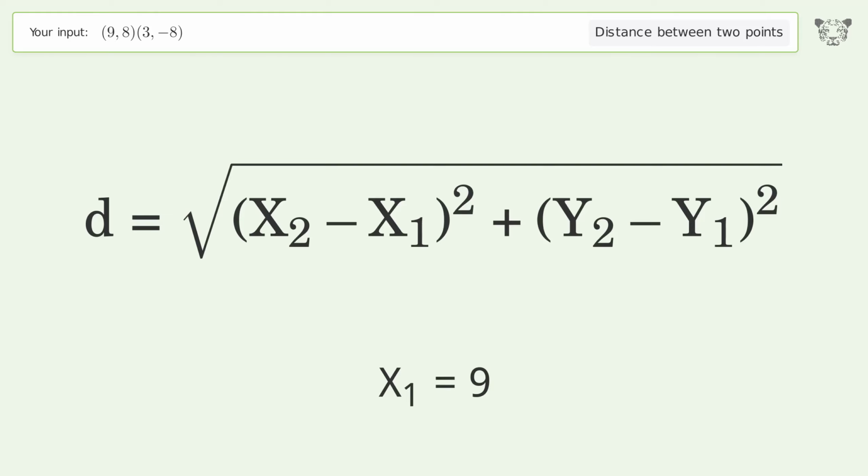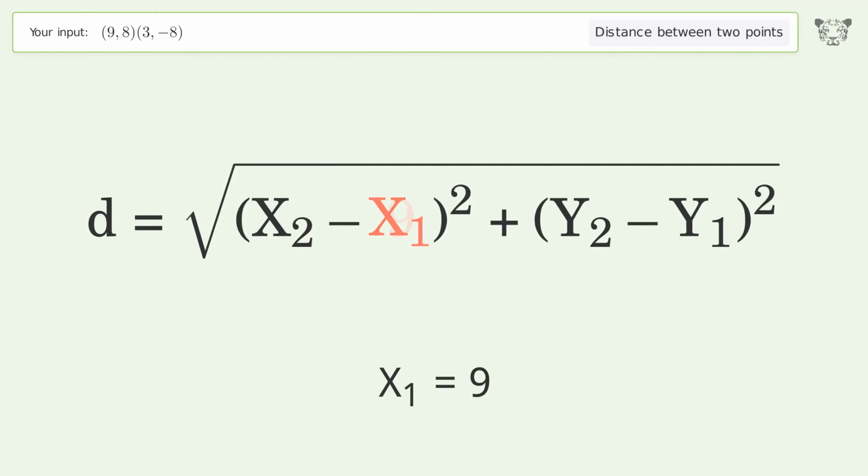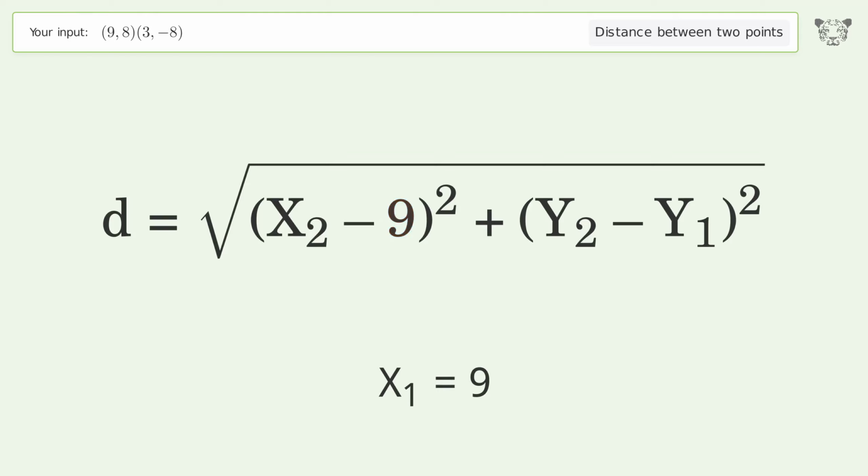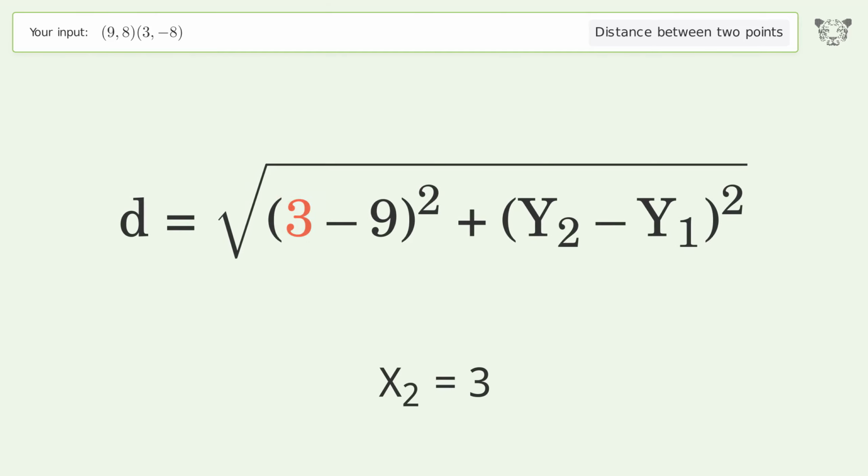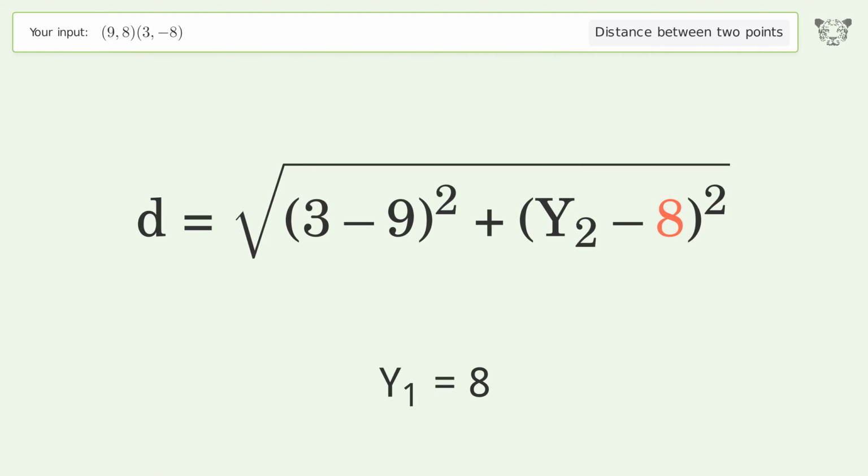x1 equals 9. x2 equals 3. y1 equals 8. y2 equals -8.